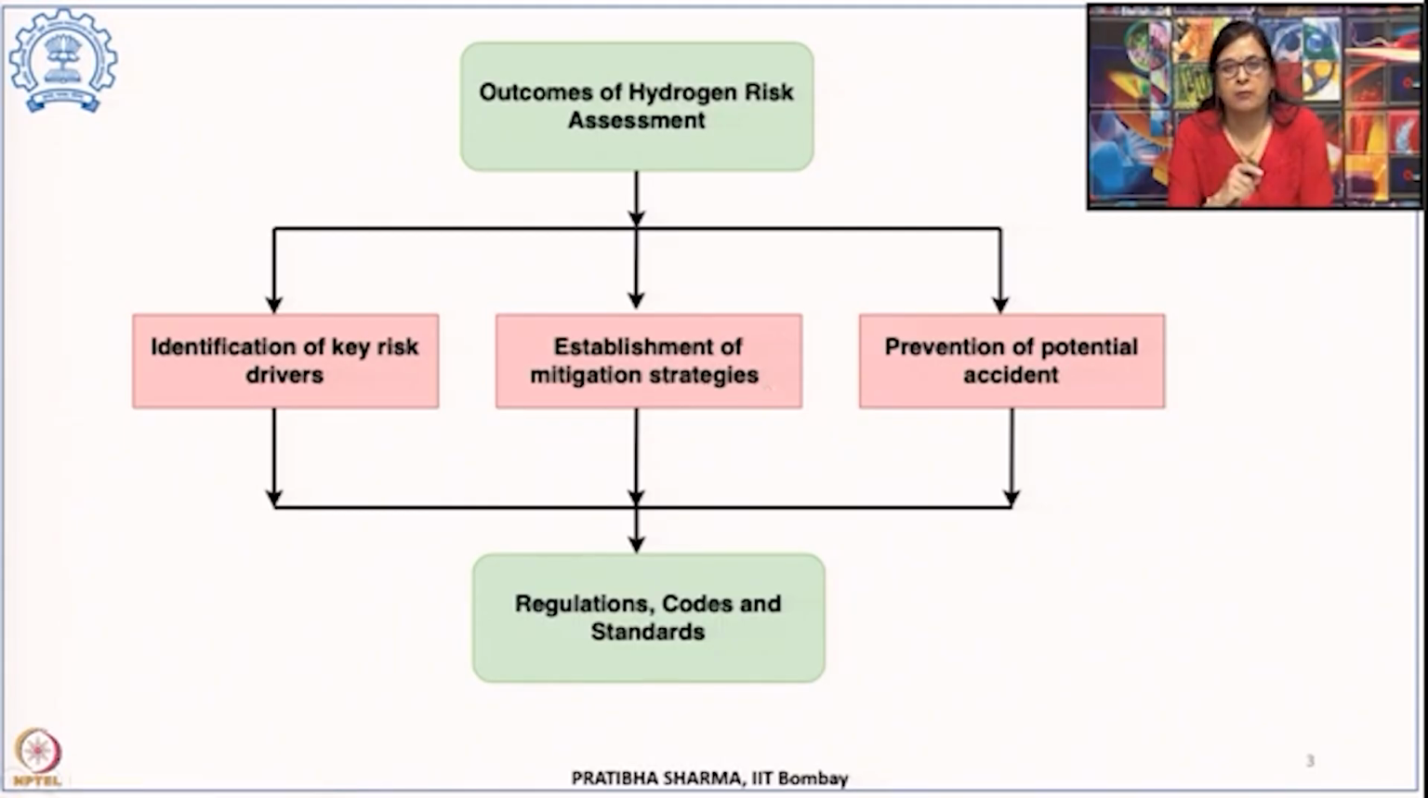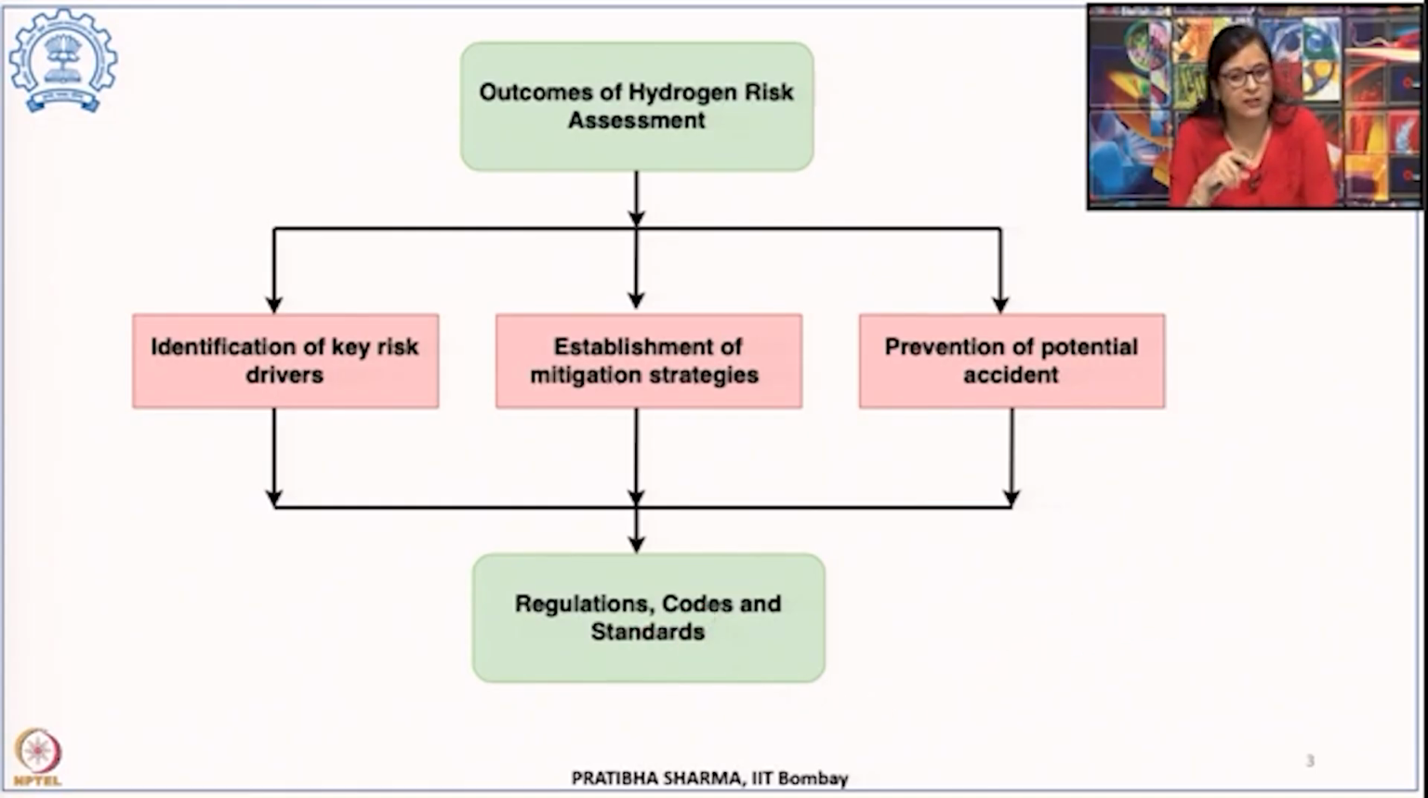Now the important part in the hydrogen risk analysis is first of all to identify what are the key risk drivers which can lead to certain hazardous situations, what are the influencing parameters, then establishing the mitigation strategies, prevention of potential accidents. These are the three major outcomes of hydrogen risk assessment, and based on the outcomes of the hydrogen risk assessment, that in fact forms a basis for the regulation codes and standards.